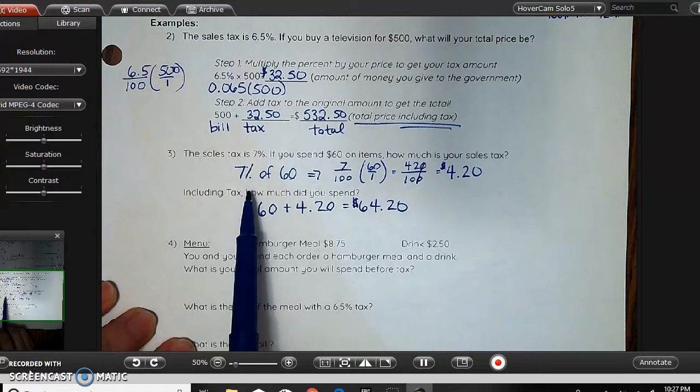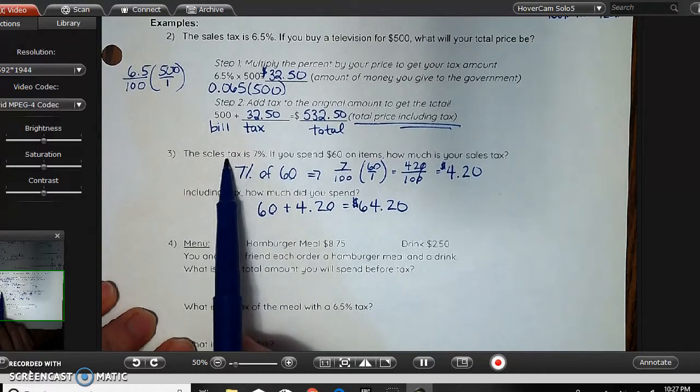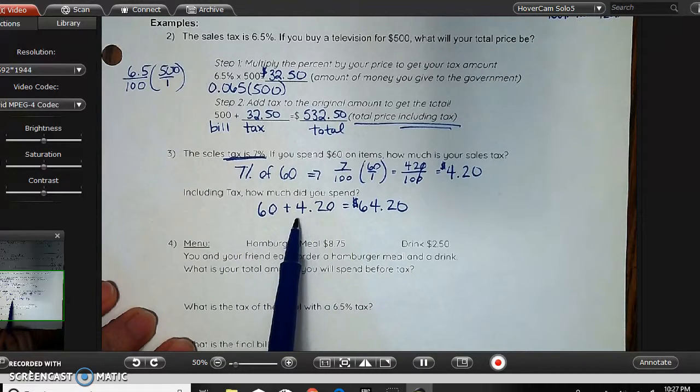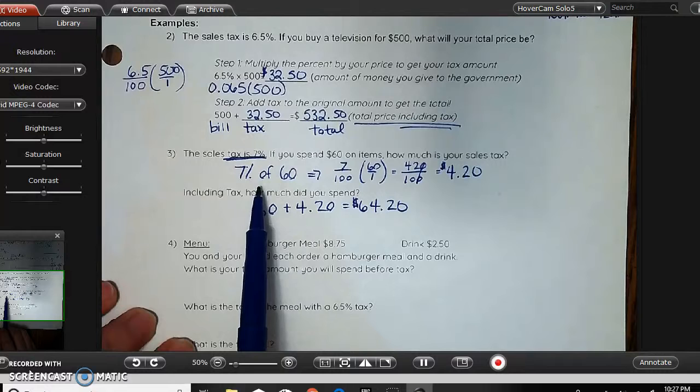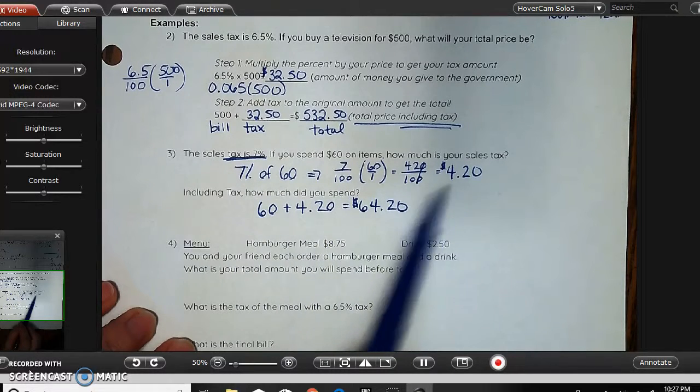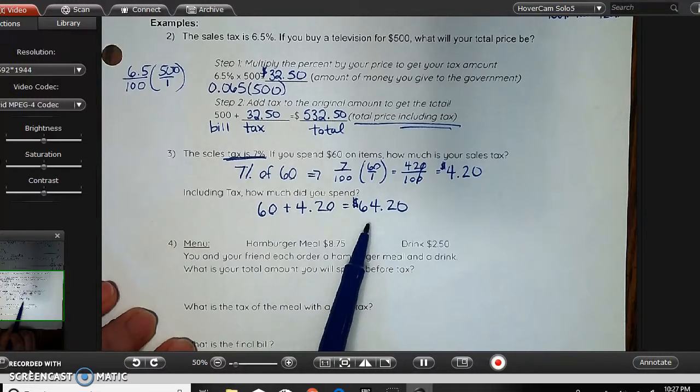So with this next question, I need to find a tax that was 7%, so my bill is increasing, which is what happens here in the second part. But first I have to find that 7%, and when I do that, I get $4.20, which is $64.20.